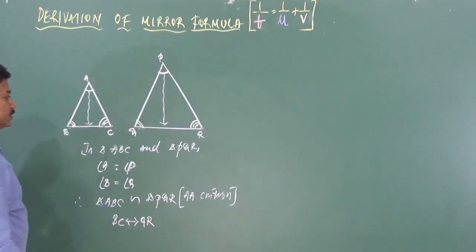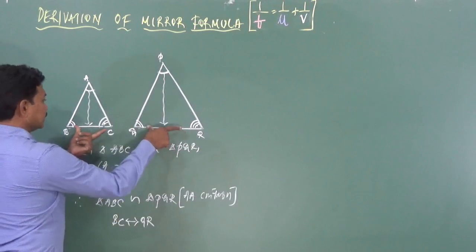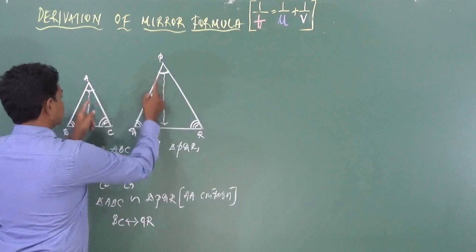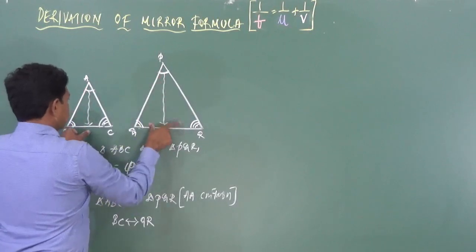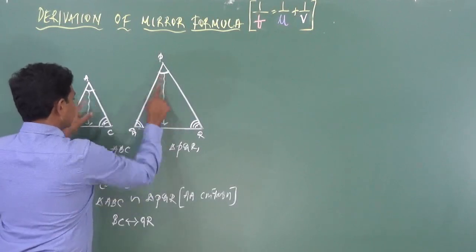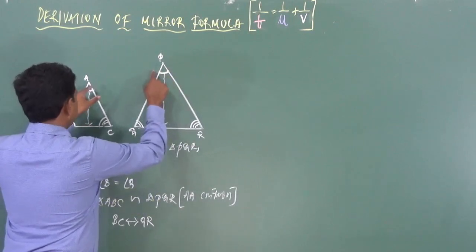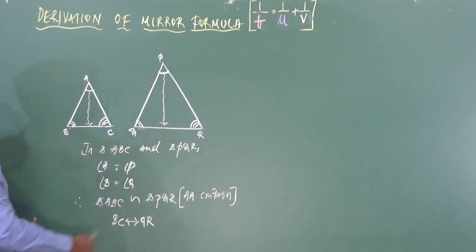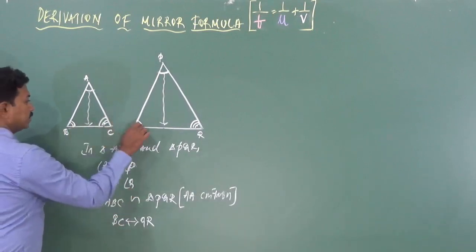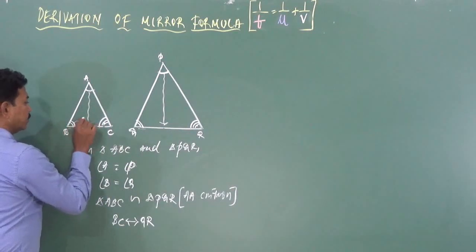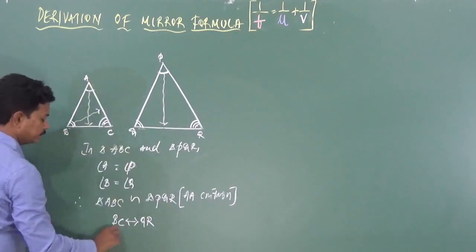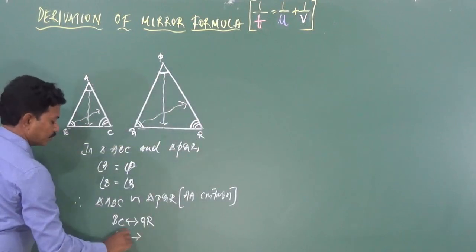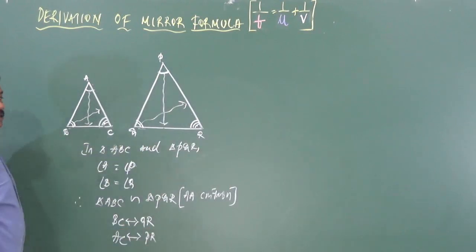The sides which are opposite to equal angles are corresponding sides. Now you can identify the second pair of corresponding sides. Angle B is equal to angle Q. Therefore, the side opposite to angle B is AC and the side opposite to angle Q is PR. So AC and PR are corresponding sides.